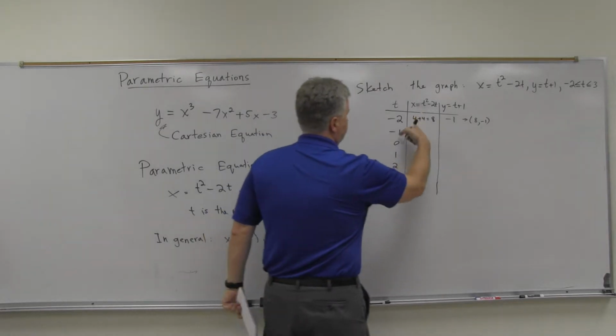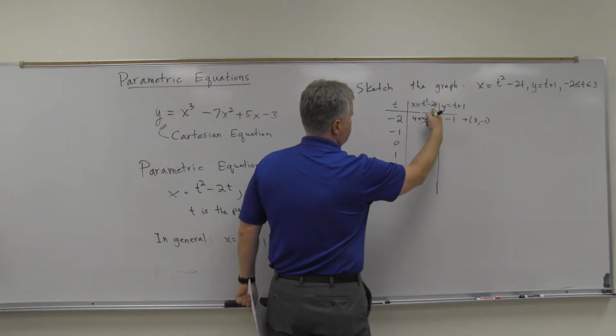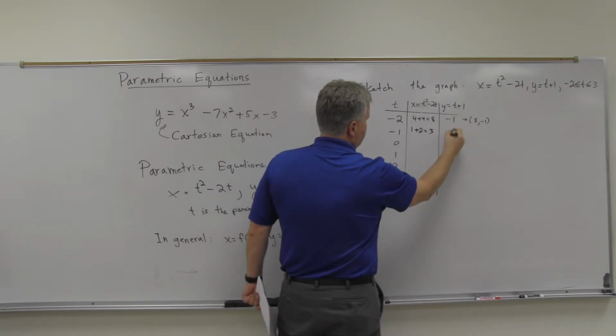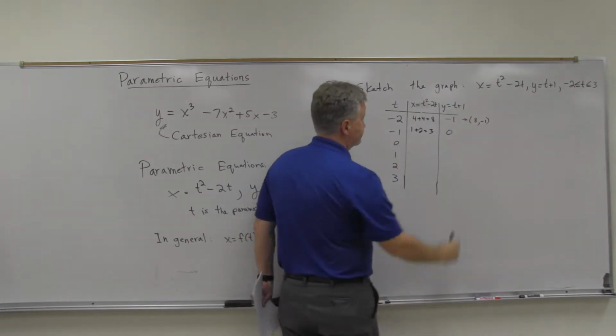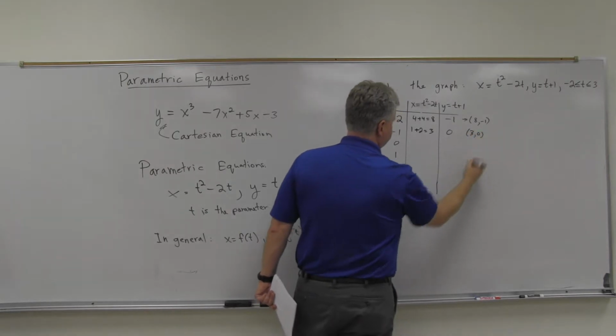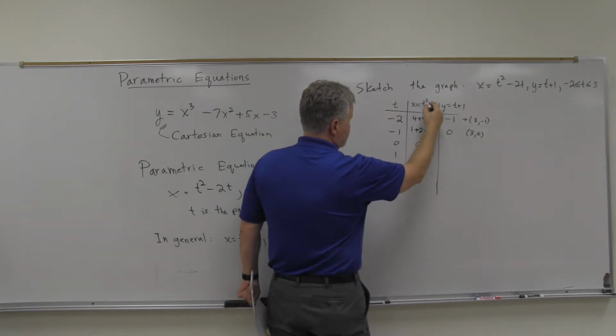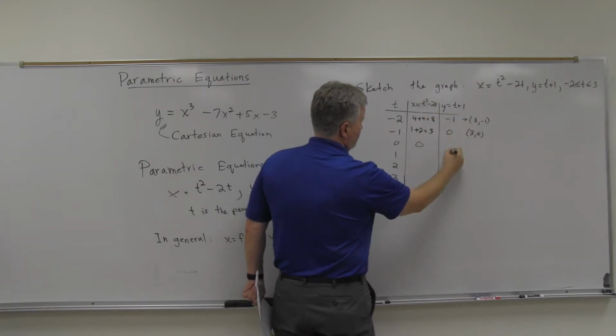So just go through here. T is -1, that'll be 1 plus 2, that'll be 3. The y value would be 0, -1 plus 1. So that'd be the point 3, 0. T is 0, that's easy, so x is 0, y would be 1.